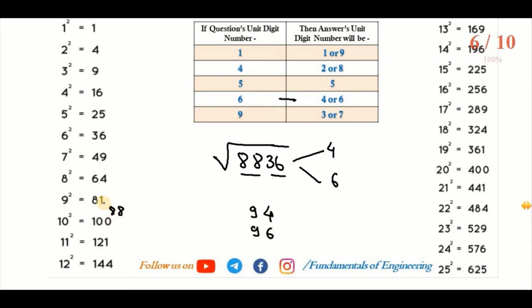So 88 is near to the 81, which is the 9 perfect square. So we have to select the top. If it is lying near the bottom, then we have to select the bottom number. If it is lying near the top, then we have to select the top number. So 94. You can use the calculator, find out the answer, and I surely say that you will get this answer only. But in the exam, I told you the calculators are not allowed. We have to rely on the shortcut trick itself.